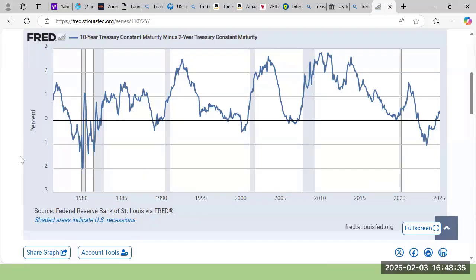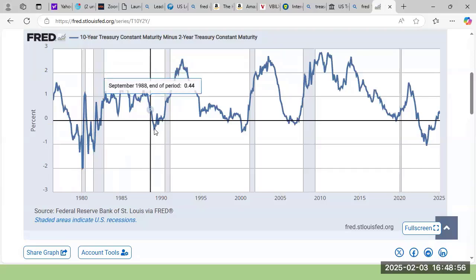Remember the economic indicators, some are leading, some are coincident, and some are lagging. The 10 minus 2 is which one? Leading, coincident, or lagging? Does the 10 minus the 2 predict the economy, or is it telling you where you are or where you've been? It's a leading indicator.